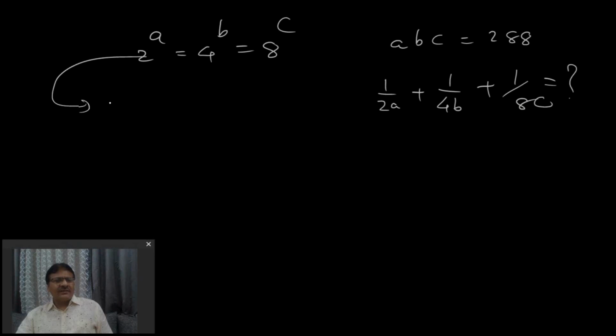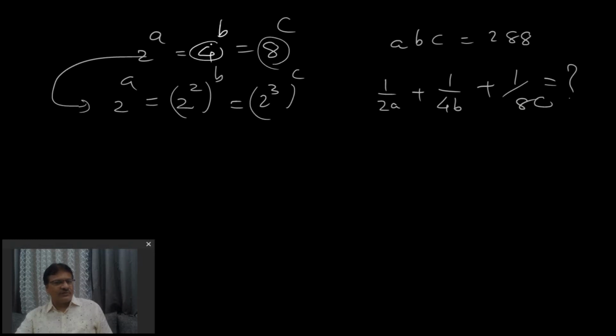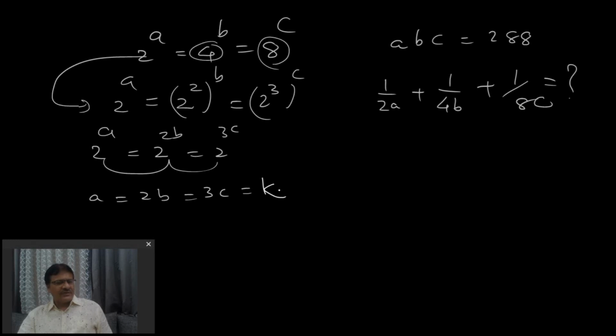Now look here. 2 power a equal to, can I say it's 2 square power b, then 2 cube power c, because 8 is 2 cube, 4 is 2 square. So what I am doing, I am trying to get the same base, 2 power 2b, 2 power 3c. If all bases are the same, then the powers must be equal. So can I say a equal to 2b equal to 3c? Suppose all these are equal to k, then a equal to k, then b equal to k by 2, then c would be equal to k by 3. Yes, no guys? Is that clear?